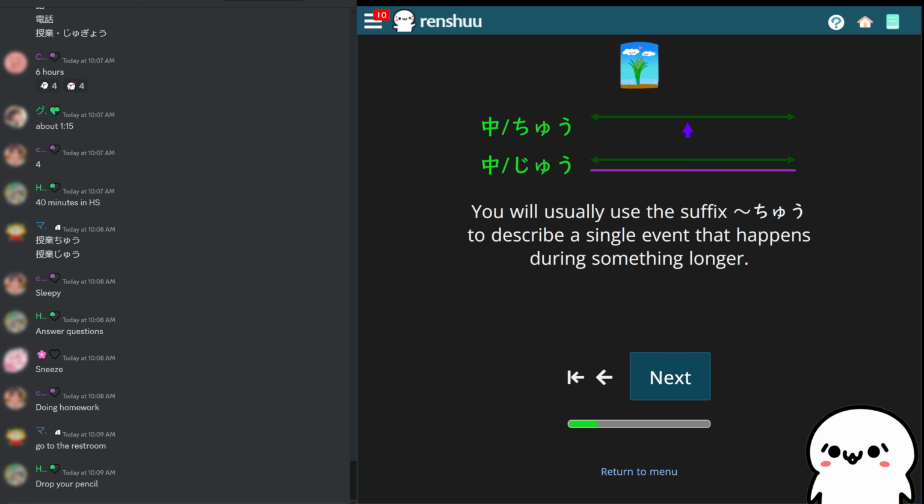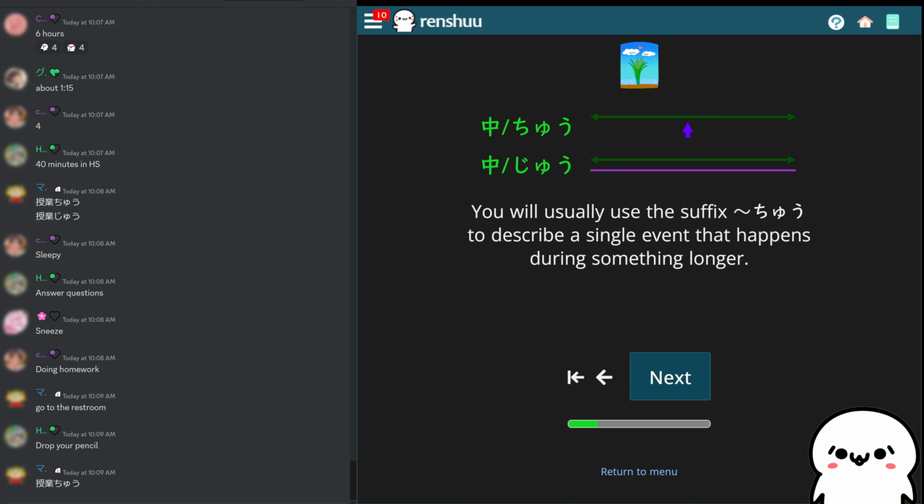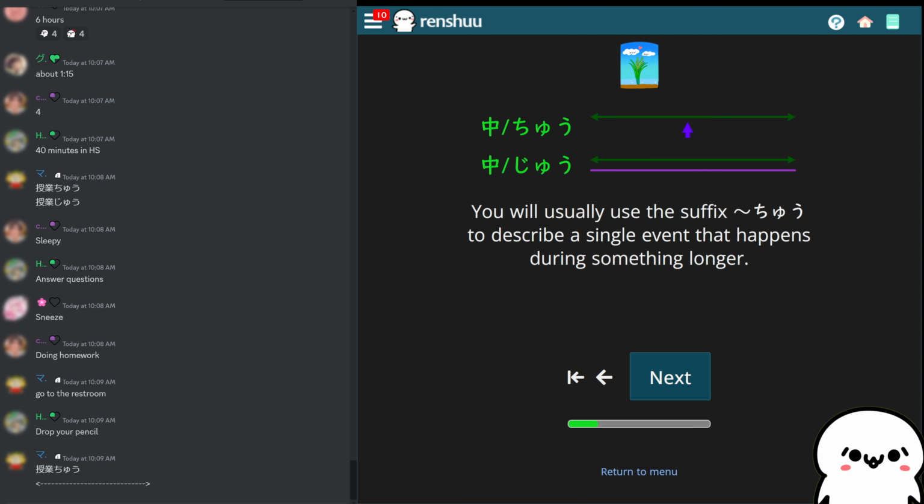So, if we are saying jugyo chu, we are saying our line, our timeline, this is all of the class. And whatever comes after that, whatever comes after this little chunk of Japanese, refers to an action that happened somewhere in that class.